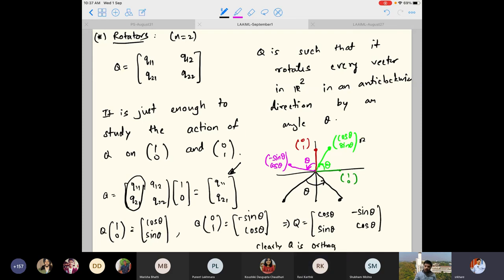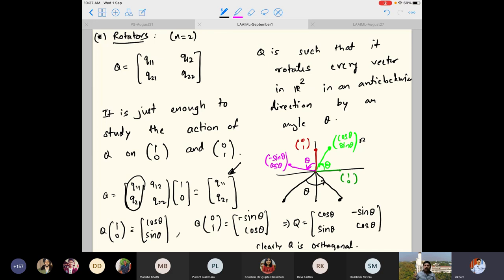Clearly Q is orthogonal. Why is Q orthogonal? Because you know the identity cos square theta plus sin square theta is equal to 1. That means that the norm of the columns is 1, and you can see the columns are orthogonal to each other, right? You take the inner product, what do you get? Minus cos theta sin theta plus cos theta sin theta, which is equal to 0. So the columns are orthogonal and the norm is 1. So this particular matrix that you construct is an orthogonal matrix.